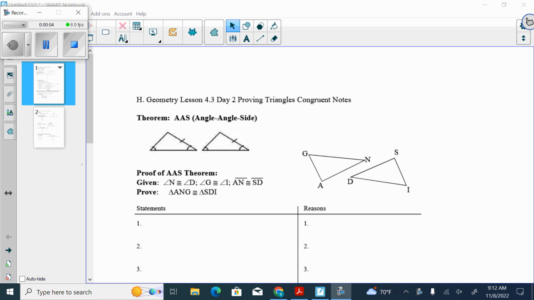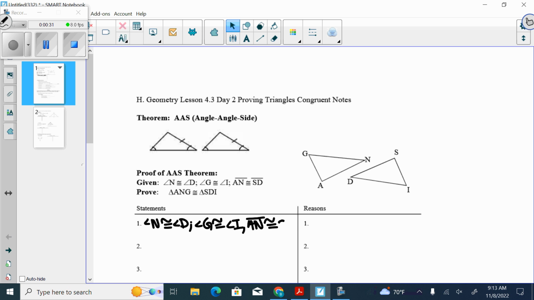Of the AAS theorem, what we're about to do here. So they have some given information for us, and that's how we always start out our proof. So I'm going to go ahead and copy that down as my given. So I know that angle N is congruent to angle D, angle G is congruent to angle I, and that side AN is congruent to side SD. And my reason for all of that information is given.